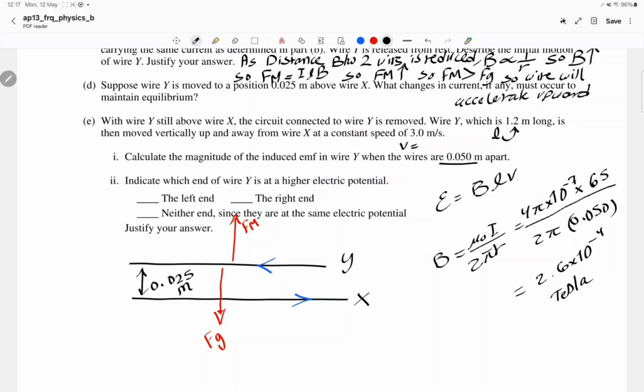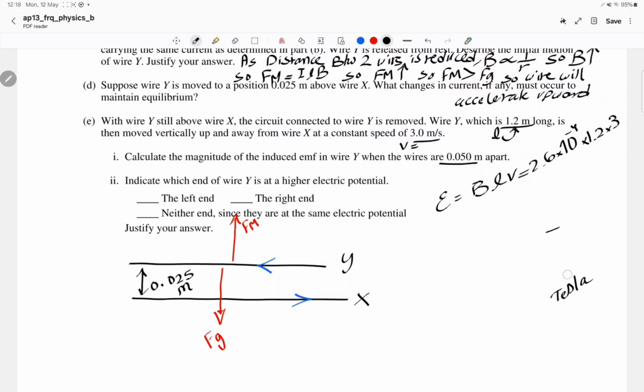Okay, we're going to plug that back in for B. So 2.6 times 10 to the power of -4, the length is 1.2 and the speed is 3. Let's see how much that is. So I'm going to be getting 9.36 times 10 to the power of -4 volt.